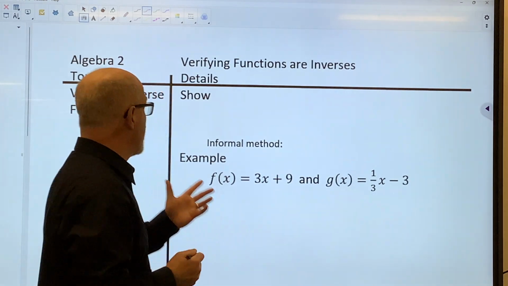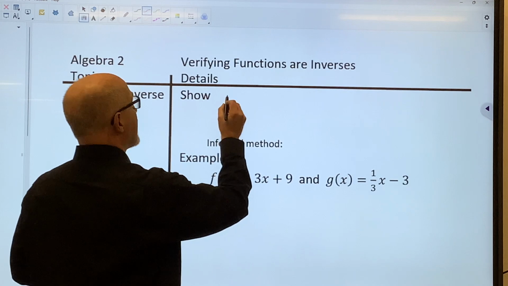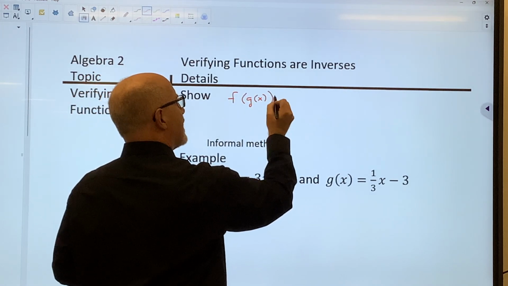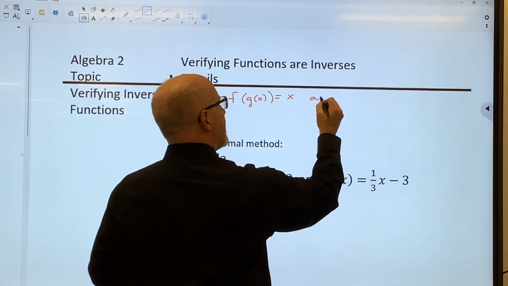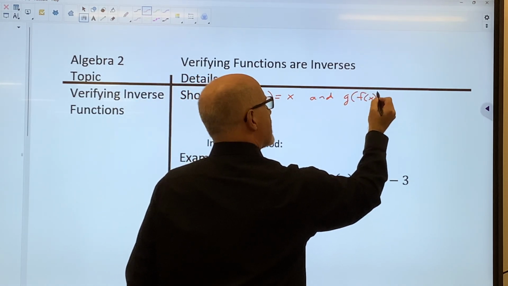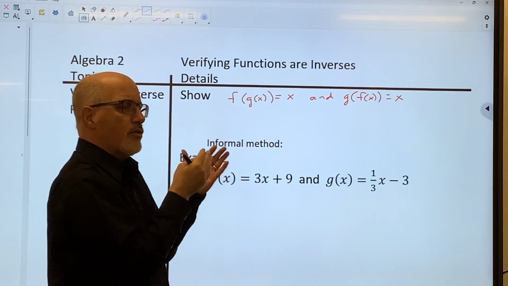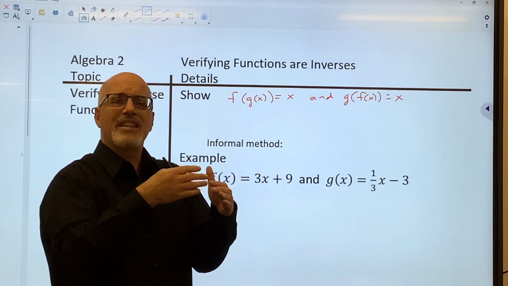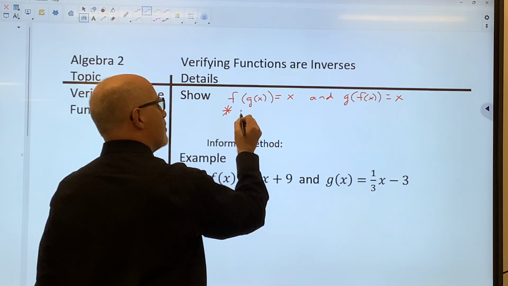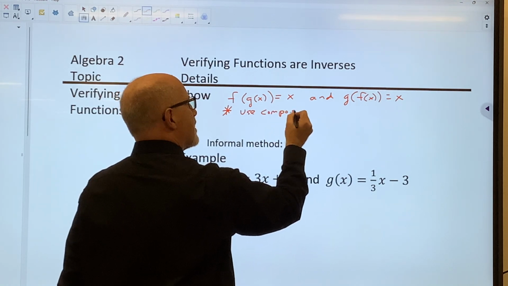So first of all, to verify inverse functions, you show that f of g of x equals x and g of f of x equals x. What you're in essence doing is showing that when you do the composition that they undo each other. So the key idea here is use composition of functions.